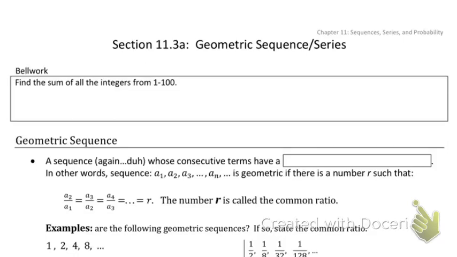The bell work says find the sum of all the integers from 1 to 100. That was that story of Carl Gauss. This is the exact numbers he used. He was adding 1 through 100.